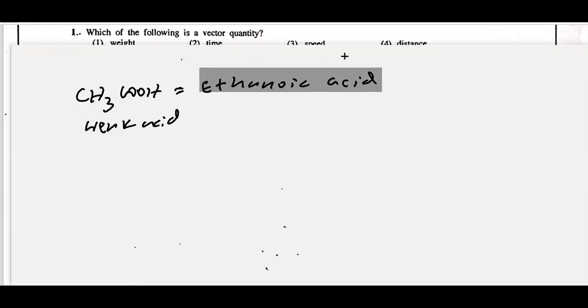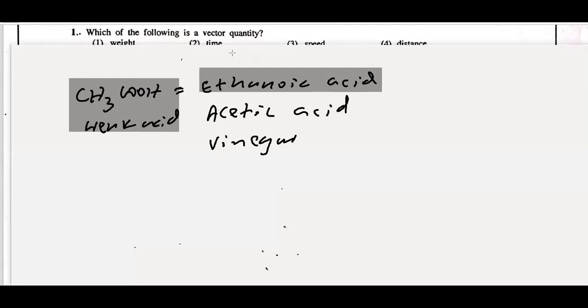Okay. Ethanoic acid, one name. The other one we call it acetic acid. Acetic acid. And the other one vinegar. So therefore CH3COOH, you can use any of these names. It's a weak acid. Ethanoic acid, actually eth means there are 2 carbon atoms. The chemical compounds with 2 carbon atoms, mostly the name starts with eth.